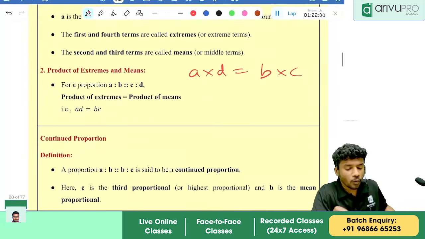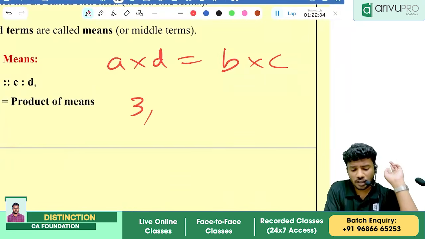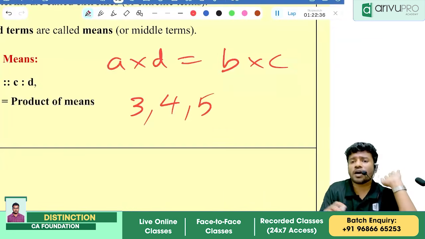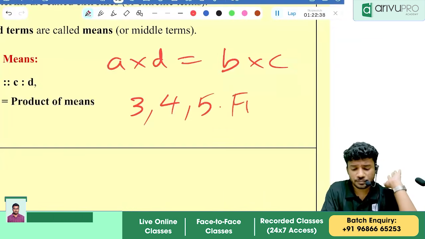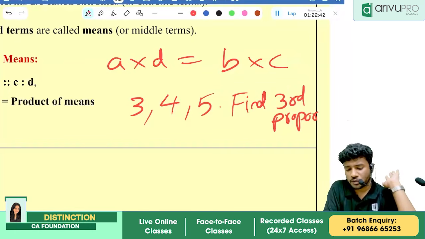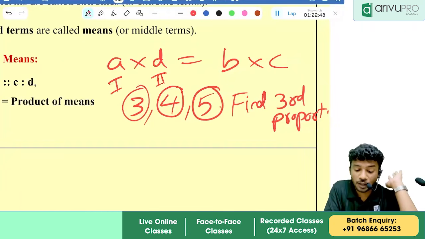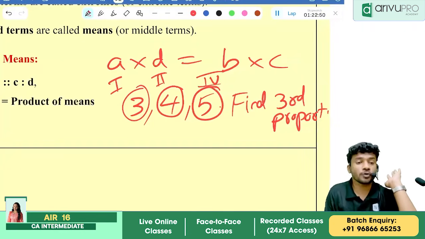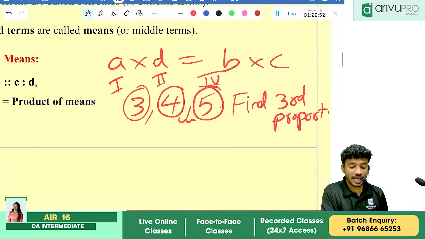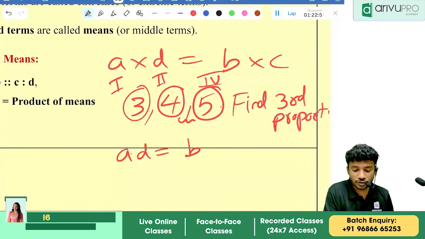BC. Now, I will tell you how the question will come for the exam. They will say 3, 4 and 5 are the terms. Find the third proportional. You will be like, this is what then? This is always first. This is what then? Second. Then this will be the fourth proportional. Then whichever is there in the gap will be the third proportional. Which formula? AD is equal to BC.